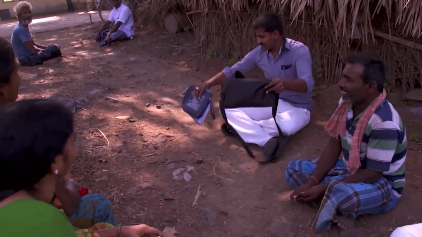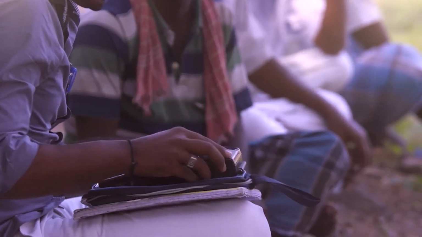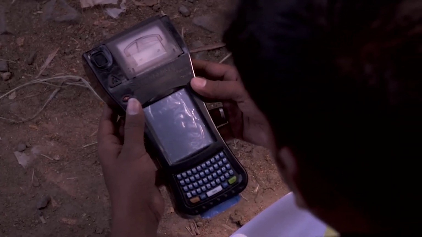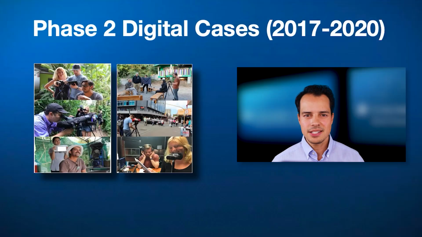So from this look at a professionally shot digital case, we want to pivot to some student-produced cases, which are also fantastic and are the focus of this course. The next stage of the digital case project was based around a question, which was, can students go out and create these digital cases on their own?